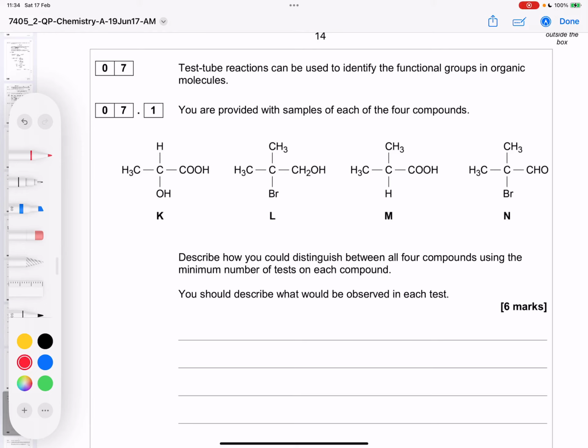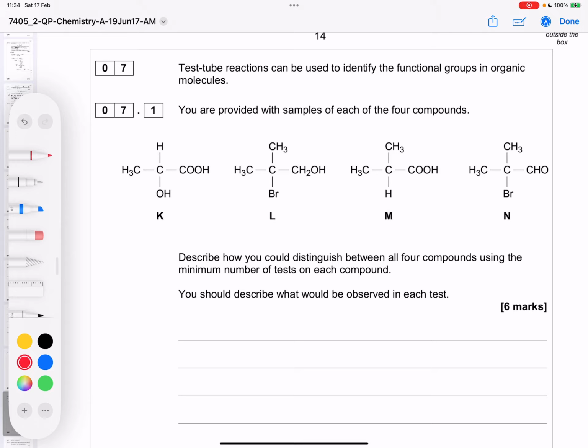Test tube reactions can be used to identify the functional groups in organic molecules. You're provided with samples of each of the 4 compounds shown. Describe how you could distinguish between all 4 using the minimum number of tests on each compound. Describe what would be observed in each test. This is worth 6 marks.